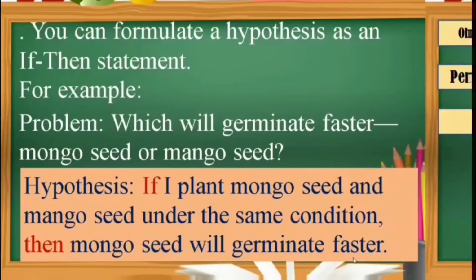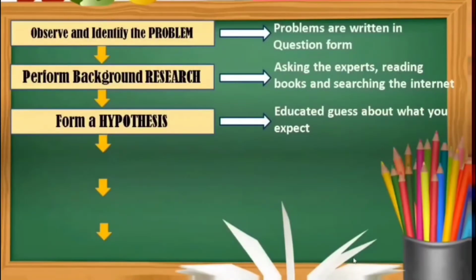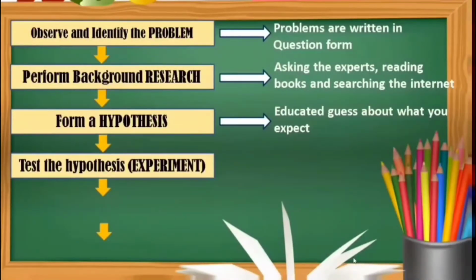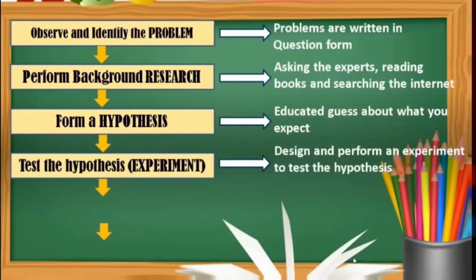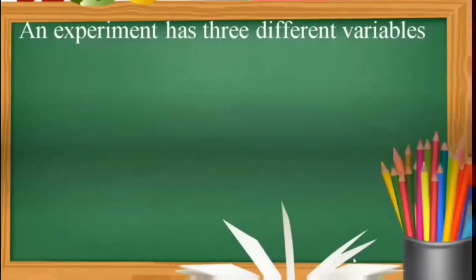The next step of the scientific method is to test the hypothesis or conduct an experiment. In this step, you will try to find out if your hypothesis is valid or not. You design and perform an experiment to test the hypothesis by preparing the materials and by giving the procedure that you will follow in doing your experiment. In conducting an experiment, you need to identify the 3 important factors, or what we call variables.